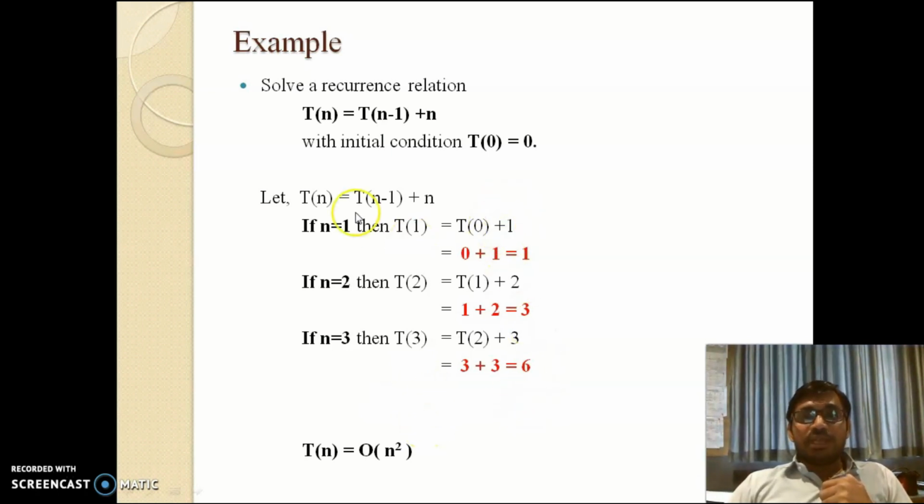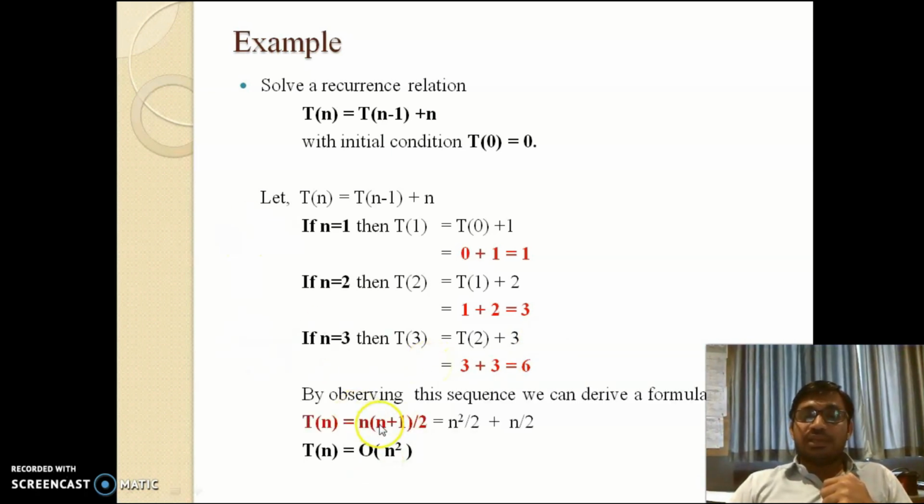But here, based on these 3 values, we can also guess some formula. When the value of n is equal to 1, at that time your answer is 1. When the value of n is equal to 2, your answer is 3. When the value of n is equal to 3, your answer is 6. So we can guess one formula, t of n is equal to n into n plus 1 divided by 2. Both are equal.